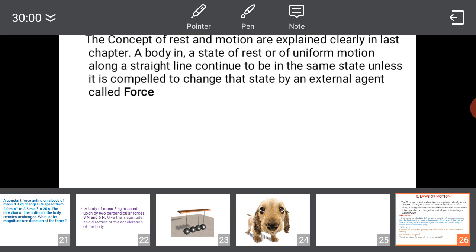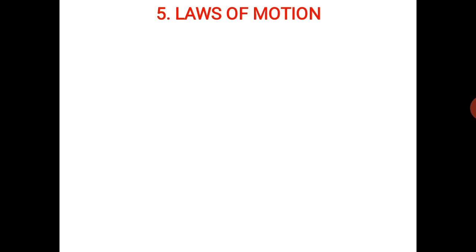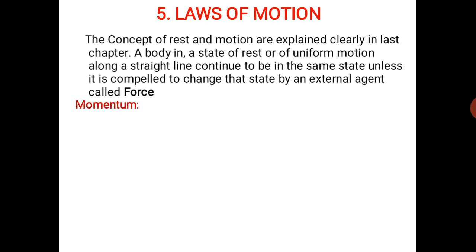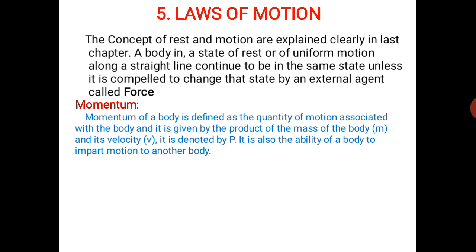Okay, then come to the term momentum. Simply, momentum means quantity of motion, how much it is moving. It is moving with velocity v, as we said in the previous chapter, but how much it is moving means the quantity of motion. So quantity we can express in terms of mass, hence how much mass is moving, that is the momentum. The momentum of a body is defined as the quantity of motion associated with the body, and it is given by the product of the mass of the body, that is m, and its velocity v. It is denoted by p. P is the symbol used to denote momentum.